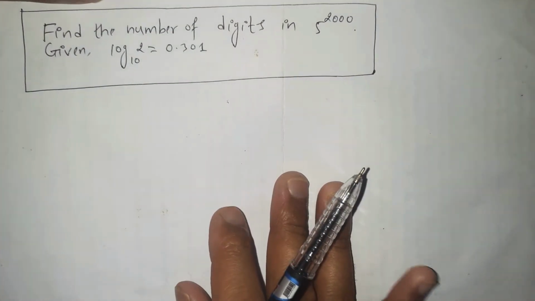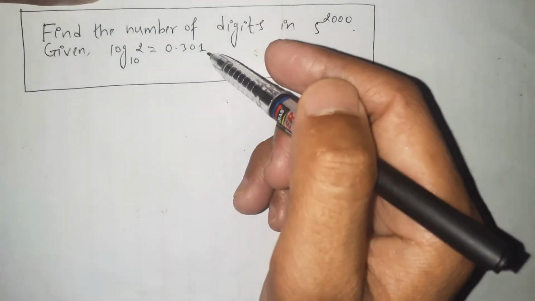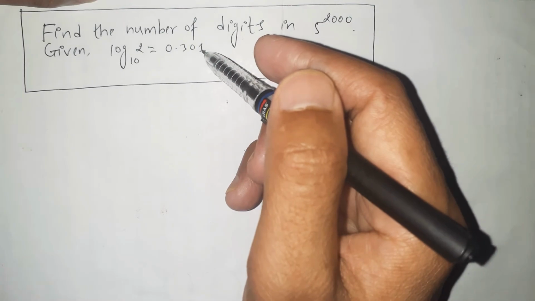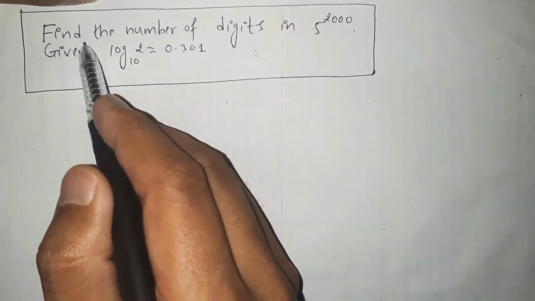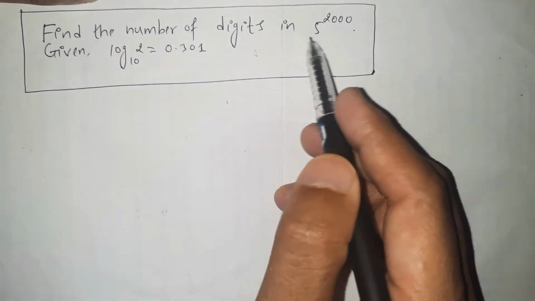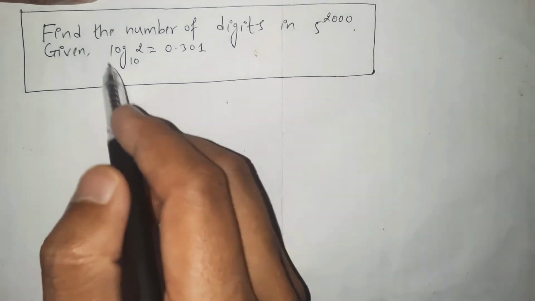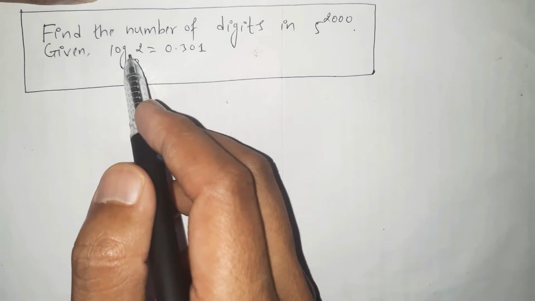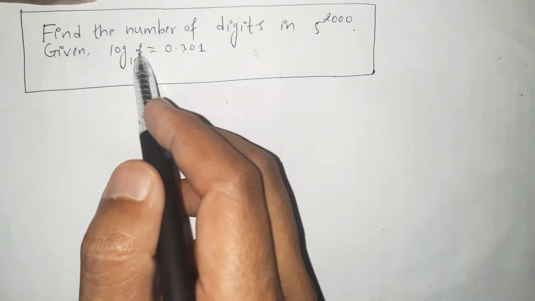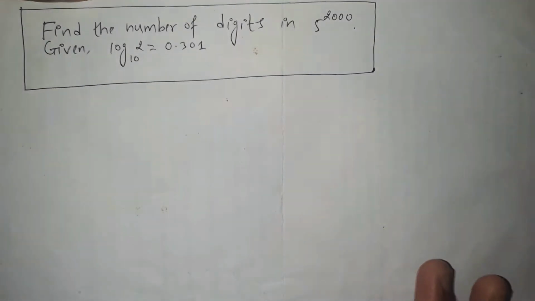Here I have taken a problem. It is the application of the logarithm. Here the question is, find the number of the digits in the number 5 raised to the power 2000, given that the value of the log with base 10 of the number 2 is given here.